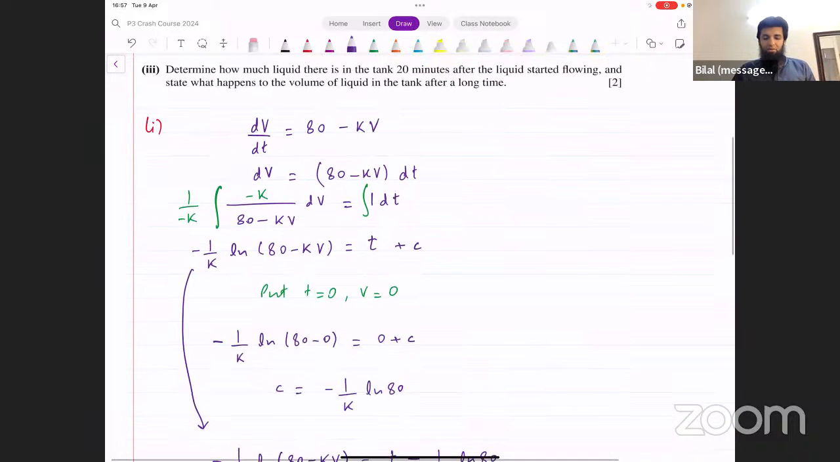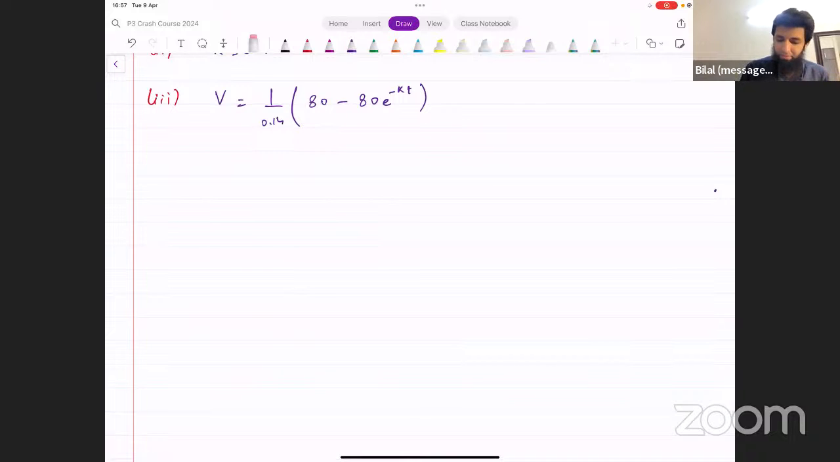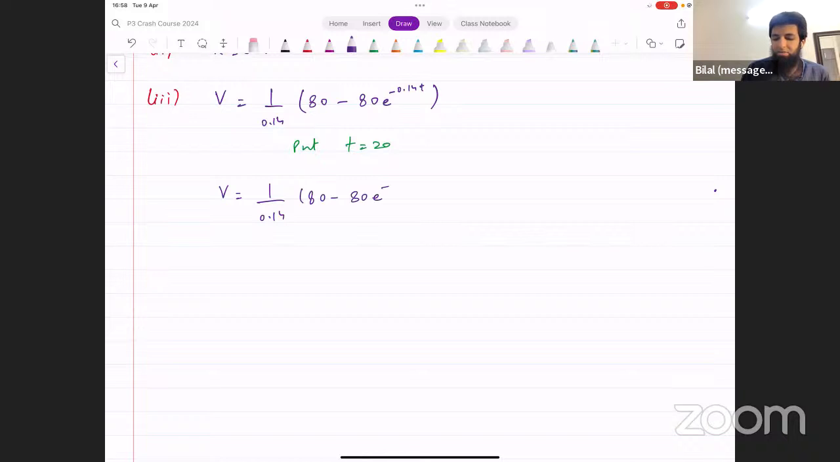Now they basically are asking you, determine how much liquid there is in the tank 20 minutes after the liquid started flowing. So when the value of t is 20, what's the value of the volume? That's pretty straightforward. You just have to input that value here. This is also supposed to be minus 0.14 times t. Just input that value of t. You'd put t equals 20 here and see what that gives you. 1 over 0.14 into 80 minus 80 e raised to the power minus 0.14 times 20. What do you get for that?